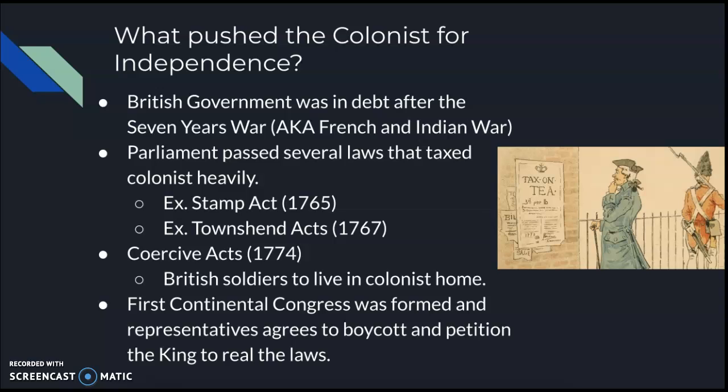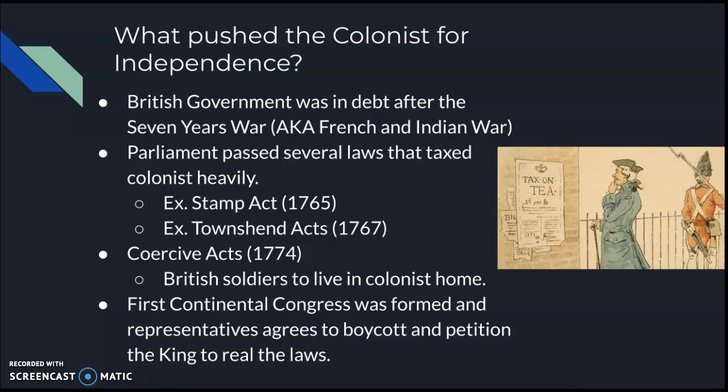Another tax that passed was the Townshend Act, which basically incorporated adding new taxes onto imported goods, paint, lead, glass, and especially tea. Tea was something that was kind of huge for a lot of the colonists because drinking tea is kind of a cultural thing for a lot of the British. And of course, the American colonists were descendants of the British.